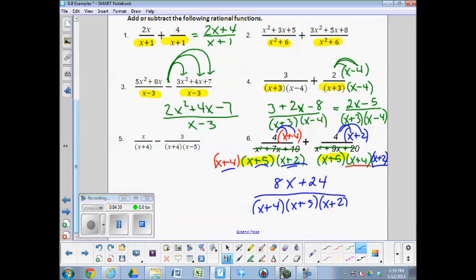And that about wraps it up for part 2, adding and subtracting rational expressions.